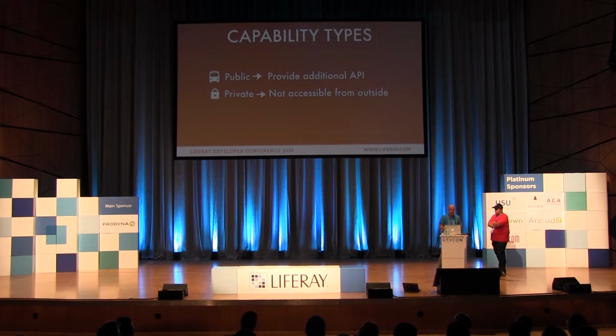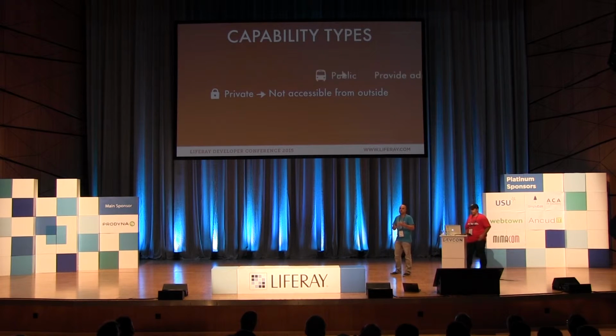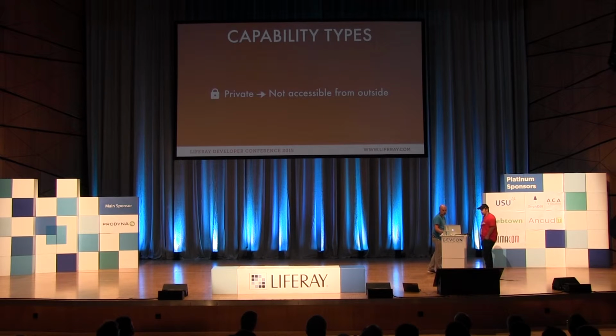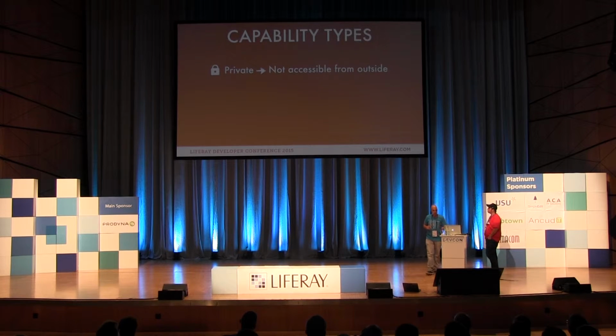That's the first kind. And the second kind is our private capabilities. And these are used when, for example, you need to customize the behavior, but you don't want anybody to call methods directly on the capability. And so how do you wire in that custom logic? In two different ways, basically.